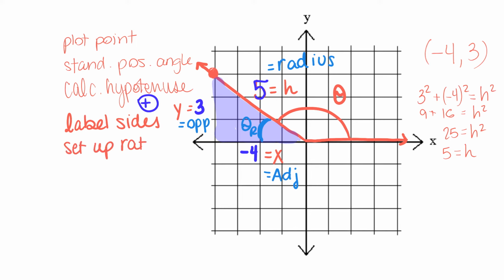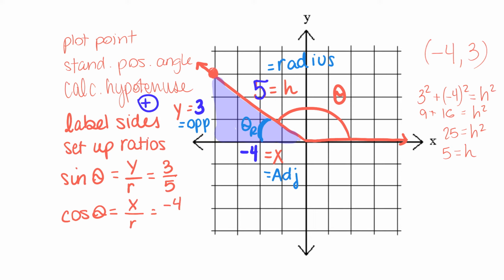So if we want to set up our trig ratios, all we're going to do is say the sine of theta equals y over r, right? Because that's opposite over hypotenuse. And y over r is 3 over 5. The cosine of theta is x over r, which is negative 4 over 5.